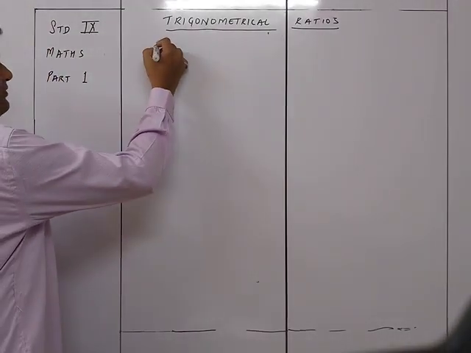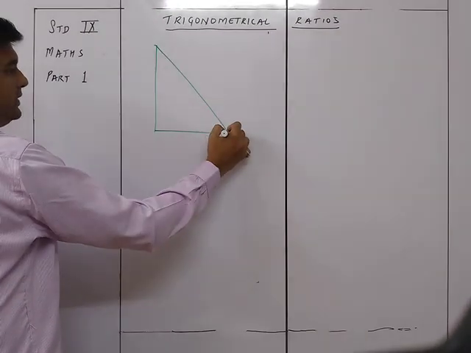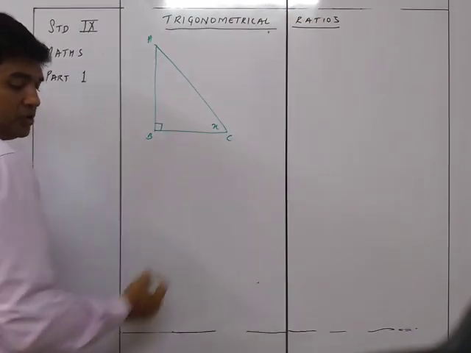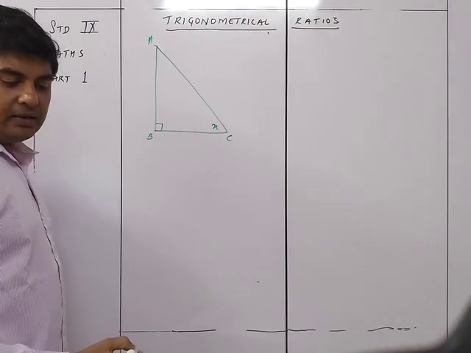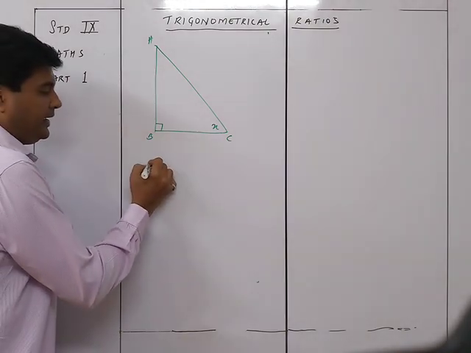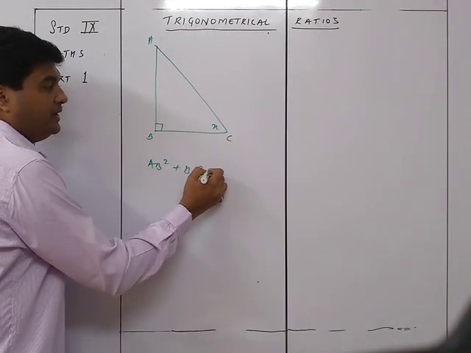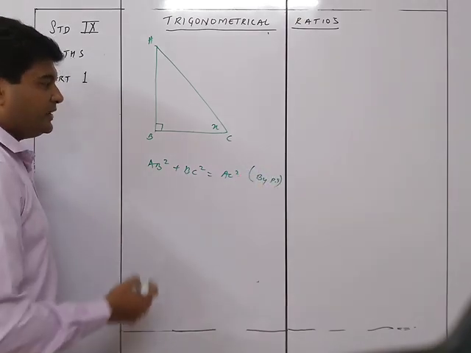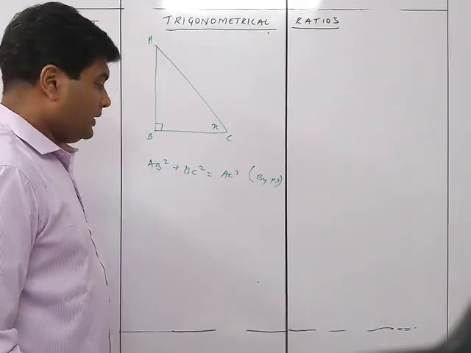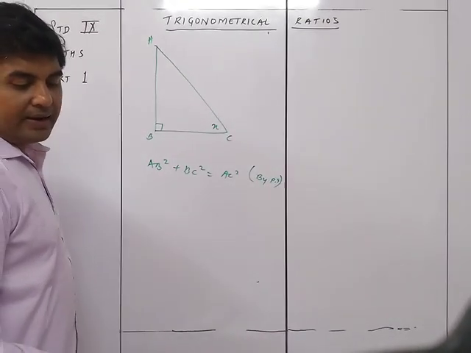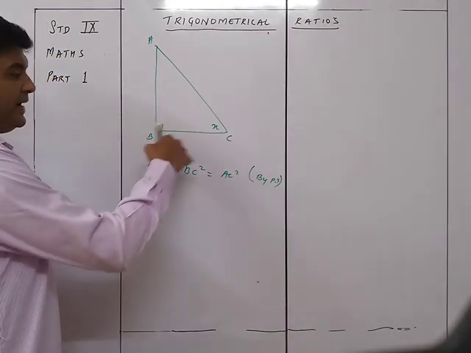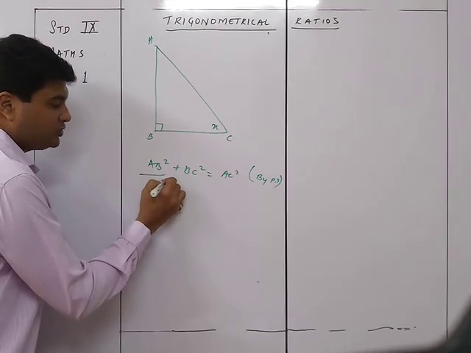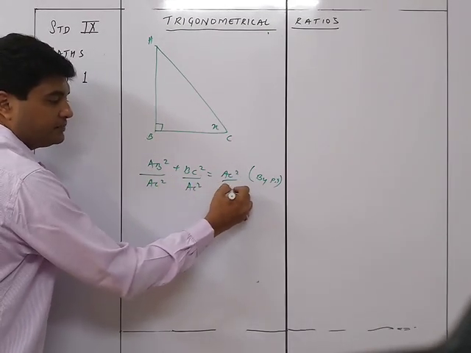So if this is my triangle, a right angle triangle, and this is the angle x over here, this is 90 degrees, and the vertices are A, B and C. I know over here that by Pythagoras theorem, AB square plus BC square is equal to AC square. Now suppose I divide this whole thing by the hypotenuse, so upon AC square, upon AC square.